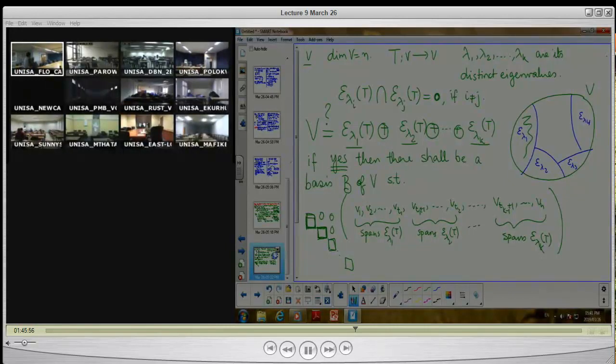Okay? It's very well behaved because what does it mean? It means it is just being multiplied by lambda 1, if it is the eigenspace of lambda 1. Yeah?